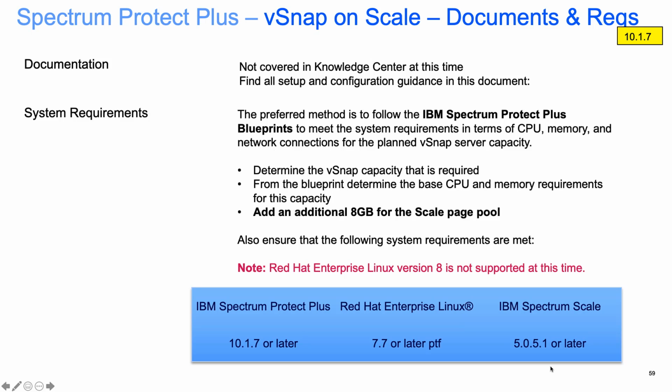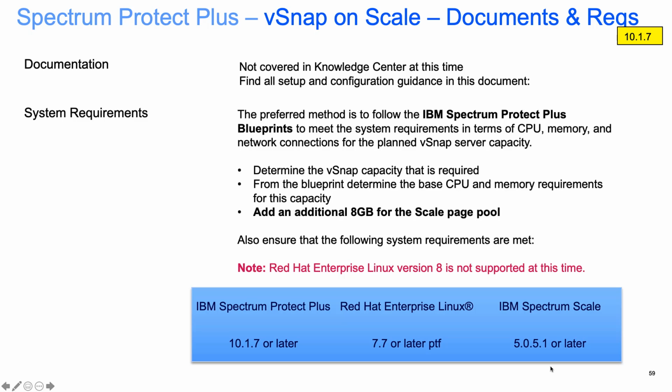Now, the documentation for this is not currently at 10.1.7. At some point, we are going to add it to the Knowledge Center, but for the moment, you will find it in a tech support document. So if you just Google for vSnap on Spectrum Scale, it should show up when the product goes to general availability, when 10.1.7 goes to general availability.